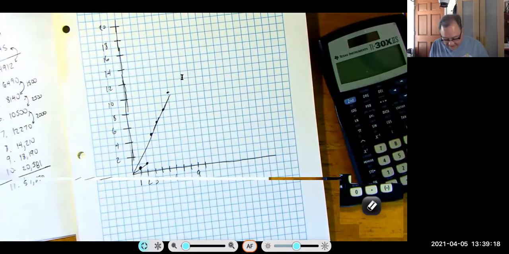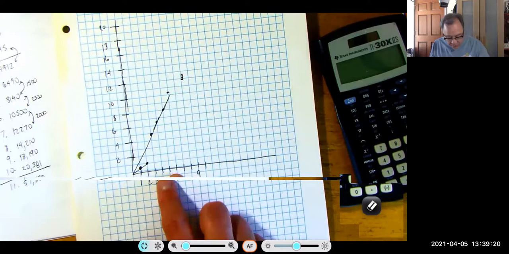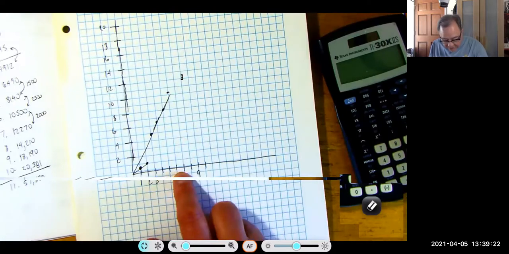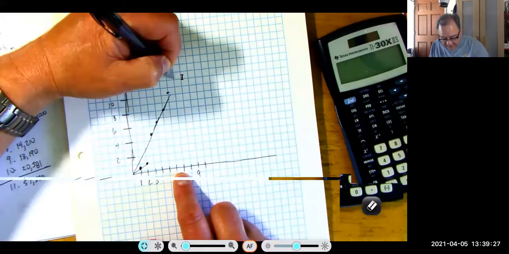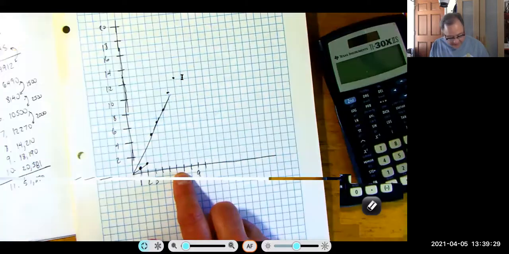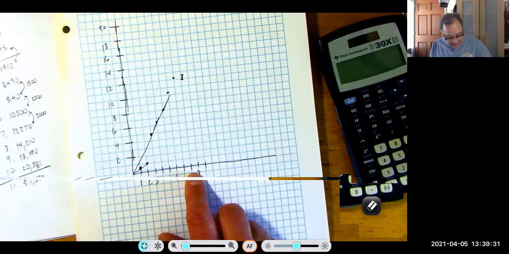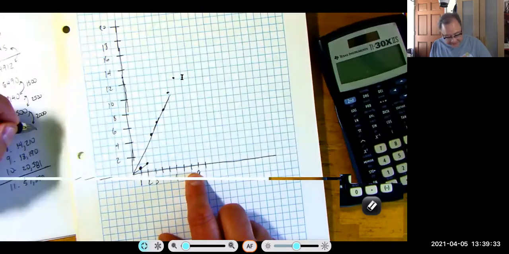So let's see where that is. 7 is 12,270. So this is 13. So 12,270 is about right there. 8 is 1410. And so we're now at 2,000 again.